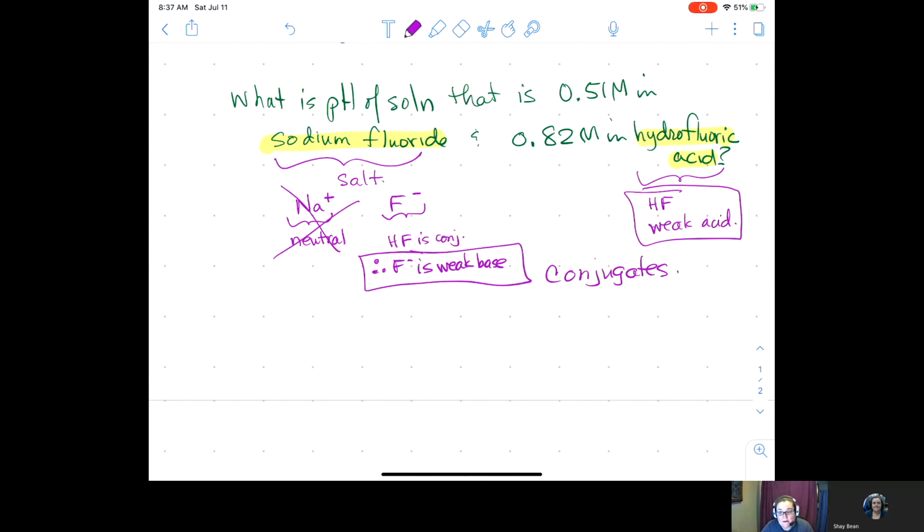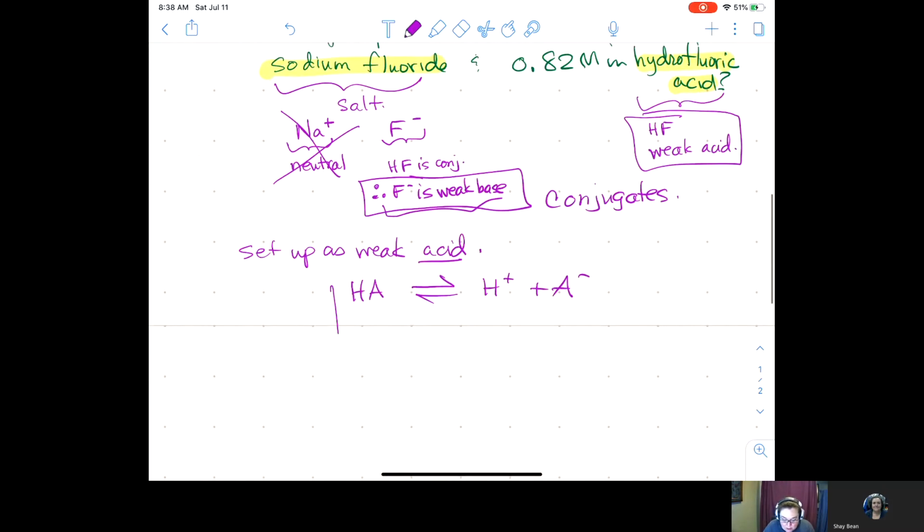If I had the Kb for this base, it would be easier for me to set it up as a weak base, but I don't have a Kb for F minus. I would have to calculate it. I could find it. So let's set it up as a weak acid, because that's going to be easier. We can do it either way. And I'm just going to write the generic weak acid equilibrium reaction. You can write it specifically.